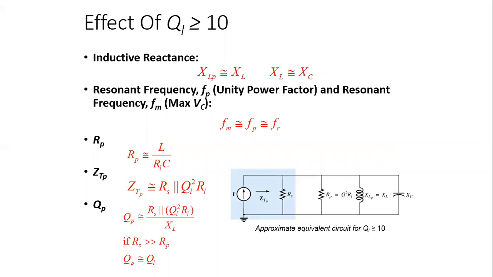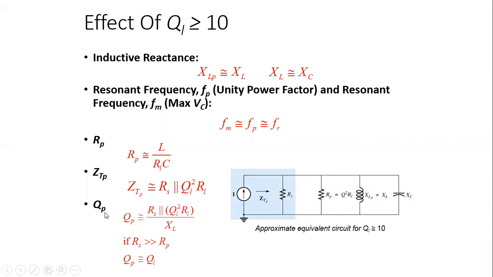So here again, how can you calculate your XL and XC in the parallel circuitry? Here the parameters will be changed, and the notations change from book to book. This RP is denoted by the parallel resistance. This ZTP is nothing but the total impedance in the parallel circuit, and the QP is nothing but the quality factor in the parallel.